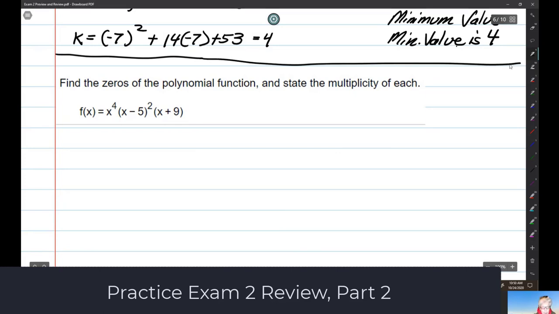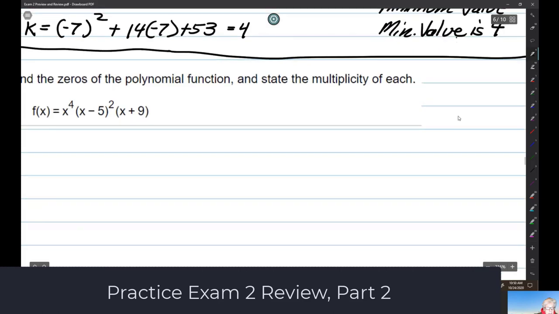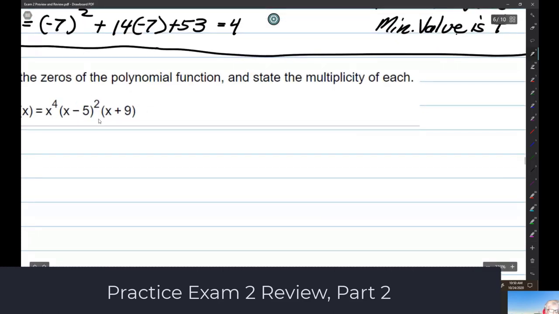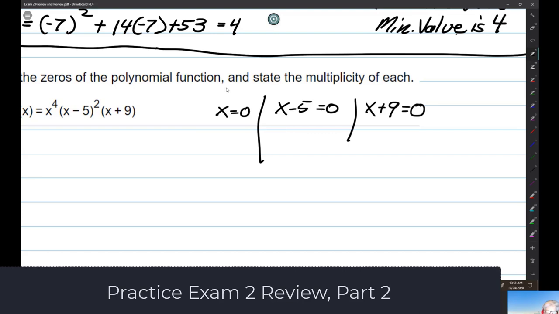Oops, so much for straight lines. All right. You've got 1, 2, 3 factors. Set each factor equal to zero. x equals zero. x minus five equals zero. x plus nine equals zero. This one is to the fourth power. This is to the second power. This is to the first power.